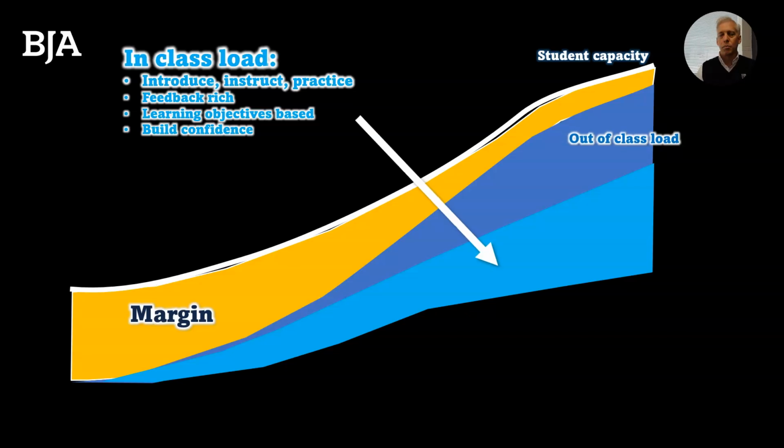In class, that's pretty self-explanatory. It has to do with things that we're doing in class, instructing, explaining how to do it. We try to make it very feedback rich. That's our goal: in class, the students are getting a lot of feedback from the teachers. Yes, you're doing it right. No, this is how you do it differently. And we have learning objectives that are driving the instruction in the class. It's there for them to build confidence so that they can work outside of class.